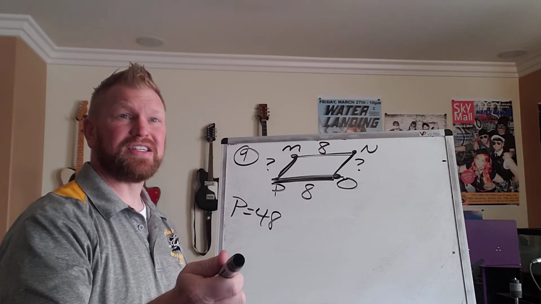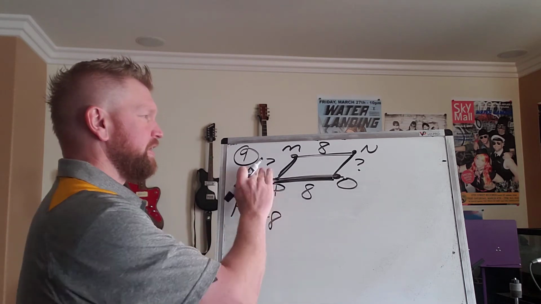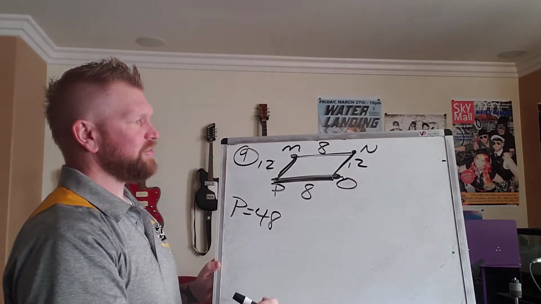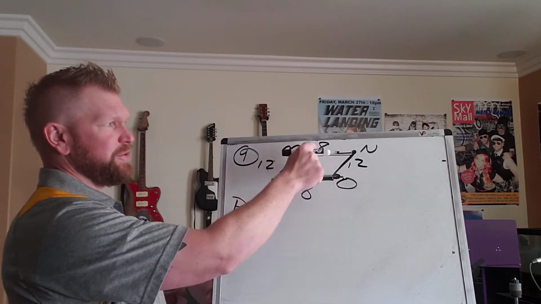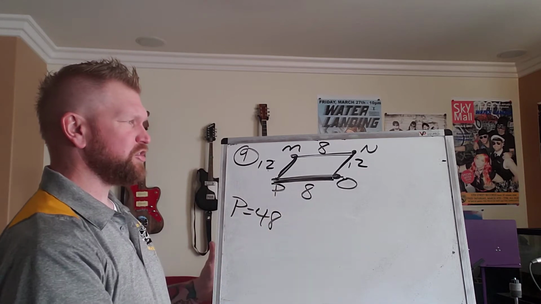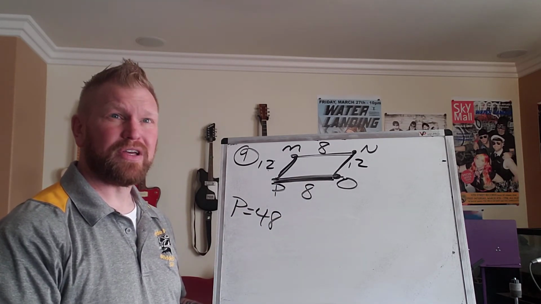So one of the guesses is, I'm going to guess 12. 40 doesn't make sense. 40 is way too big. But I'm going to guess maybe 12. Now, to see if I'm right, I have to add 12 plus 8 plus 12 plus 8. And if I do that, that equals 40. So that's a little too small. I'm trying to get 48. So something a little bit bigger than 12.